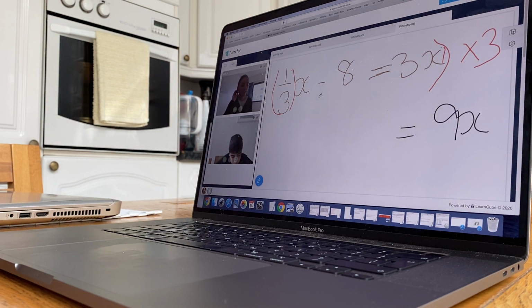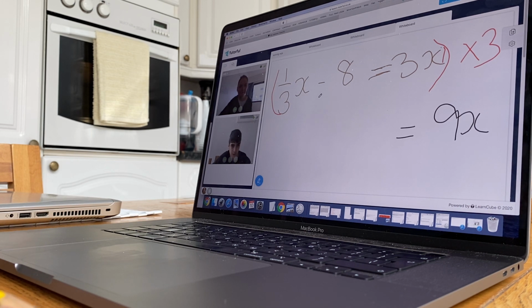So what we have is 1/3 times x. What we're trying to do is get rid of this fraction. To make the equation a little bit easier to solve, we try and get rid of all the fractions. So we have 1/3 x, and we multiply 1/3 x by 3.